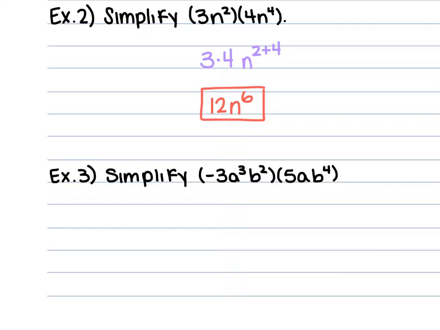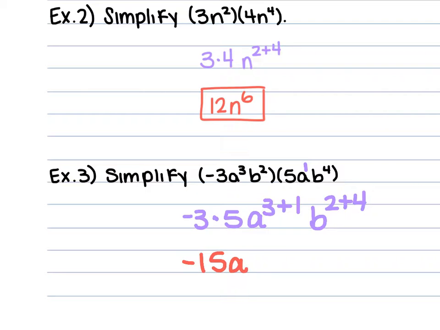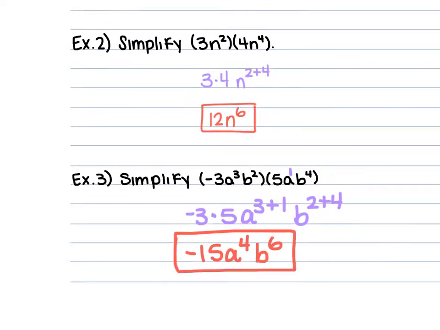For example three, we have negative 3a cubed b squared times 5ab to the power of 4. Now this negative 3 and this 5 are going to multiply together. And then the a is going to stay. We have an exponent of 1 on the 5ab to the 4th. So we're going to add the 3 and the 1 for the a for their powers. And then with the b, we're going to add a 2 and a 4. So the negative 3 times 5 is negative 15. Keep the a. 3 plus 1 is 4, keep the b, 2 plus 4 is 6, so that's negative 15, a to the 4th power, b to the 6th power.